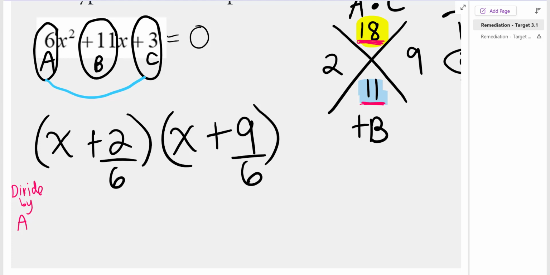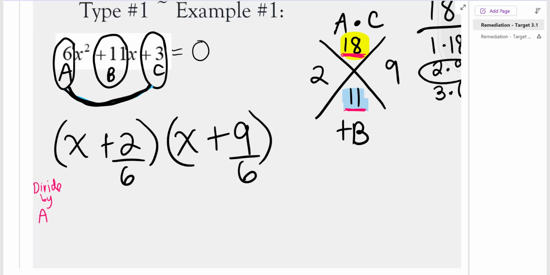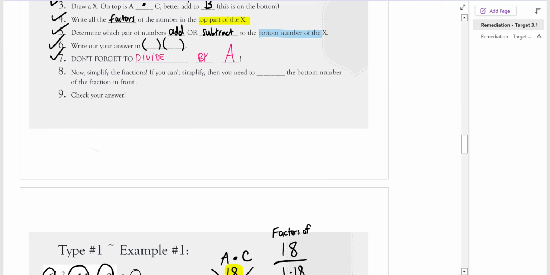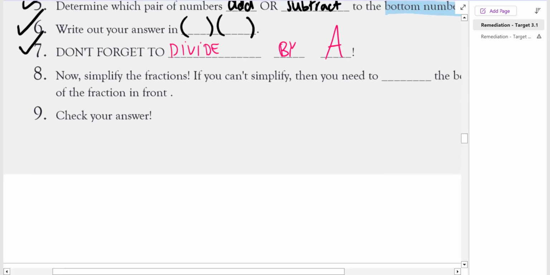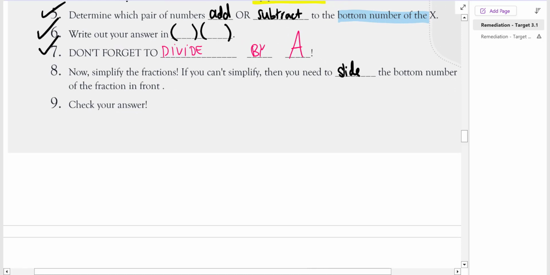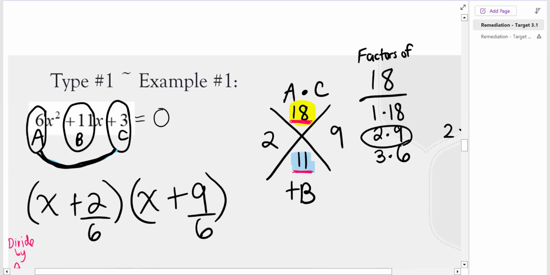The reason we're dividing by a is because we multiplied it by a in the beginning, so now we have to undo it. Okay, and the last 2 steps, you need to simplify the fractions. If you can't simplify the fractions, then you need to slide the bottom number in front of the fraction. So we're going to do these 2 steps next.